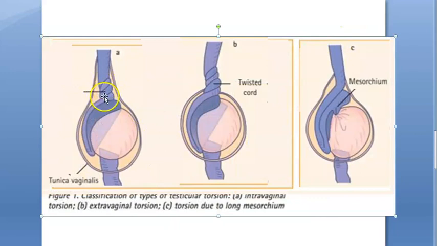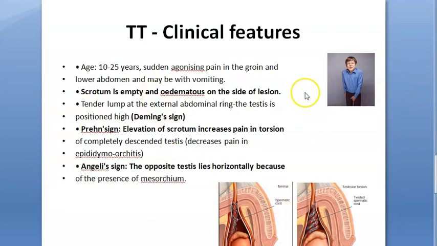So here, can you say what this is? This is intravaginal, very good. This is extravaginal, very good. And what is this? This is torsion due to long mesorchium, they are saying. Okay, anyways, we are learning only extra and intra, right?